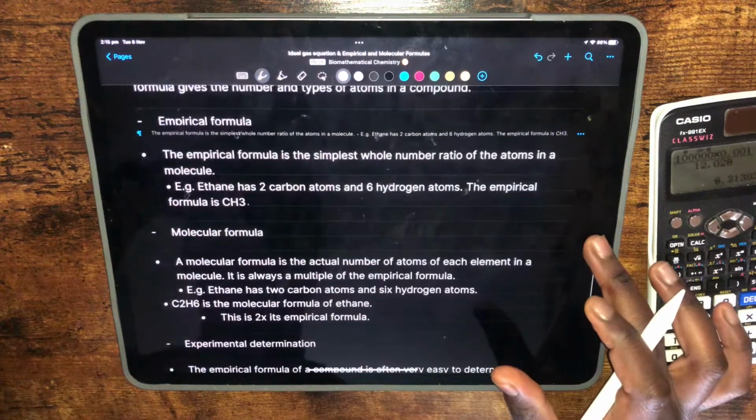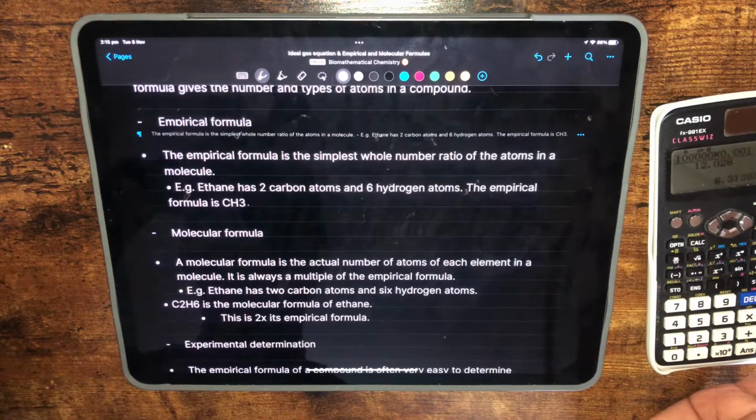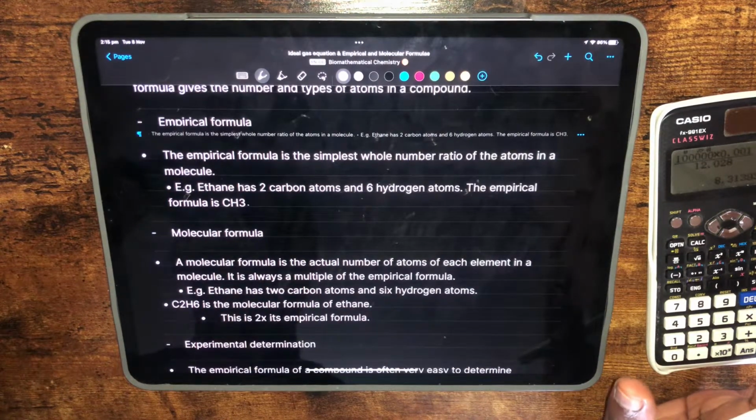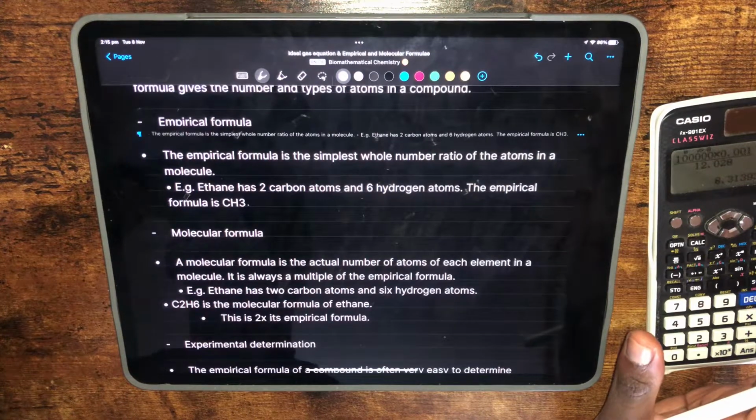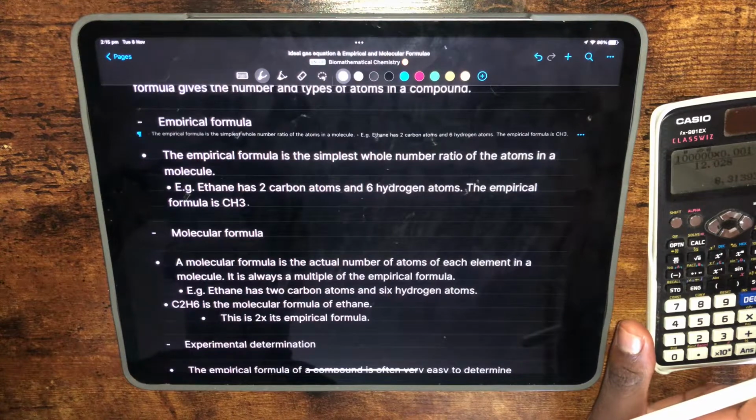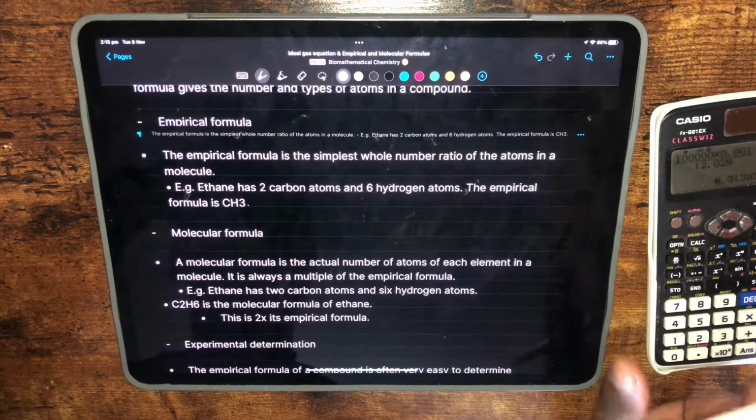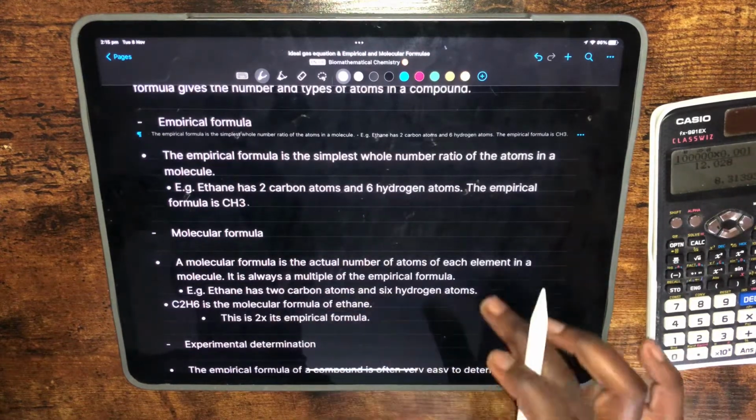The molecular formula is the actual number of atoms of each element in a molecule. It's always a multiple of the empirical formula. For example, ethane has 2 carbon atoms and 6 hydrogen atoms. C2H6 is the molecular formula of ethane. This is 2 times this empirical formula, as you see here, as we said before.